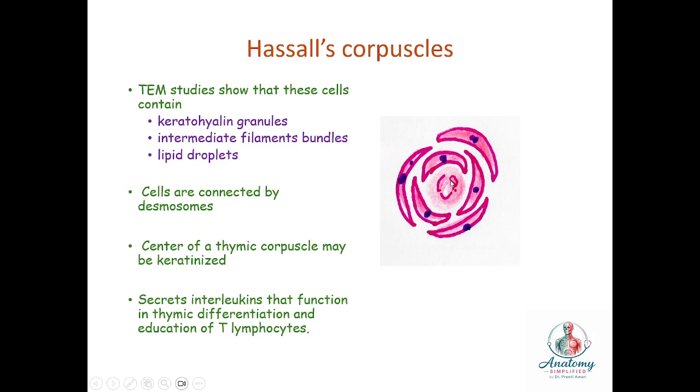If you see the corpuscle, inside some amorphous substance is present surrounded by an onion peel-like whorl arrangement of epithelio-reticular cells. If you see these Hassall's corpuscles under a transmission electron microscope, you can see keratohyaline granules, intermediate filament bundles, and lipid droplets in these cells. The cells are connected by desmosomes. The center of a thymic corpuscle may be keratinized, so sometimes keratin may be seen in the center. A few scientists say that these Hassall's corpuscles secrete interleukin that functions in thymic differentiation and education of T lymphocytes.